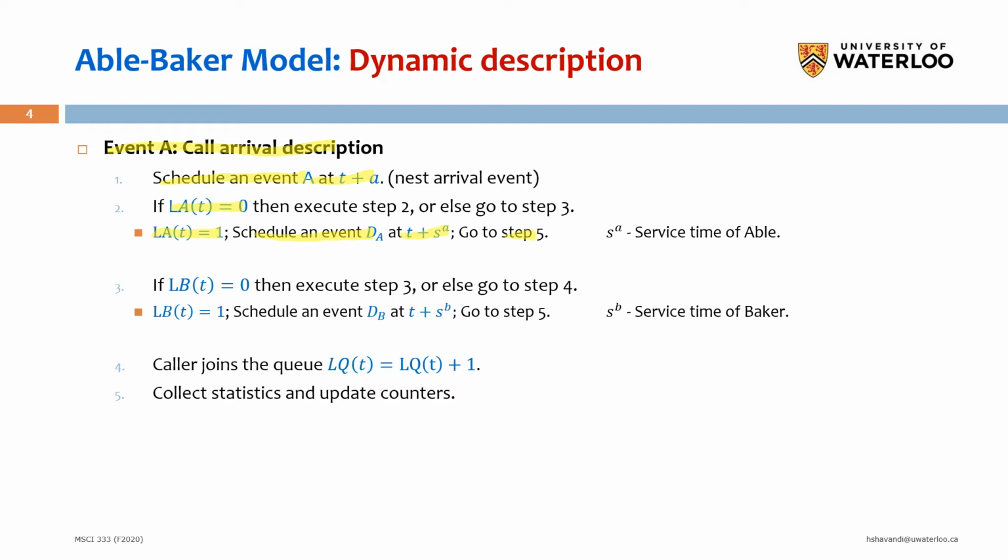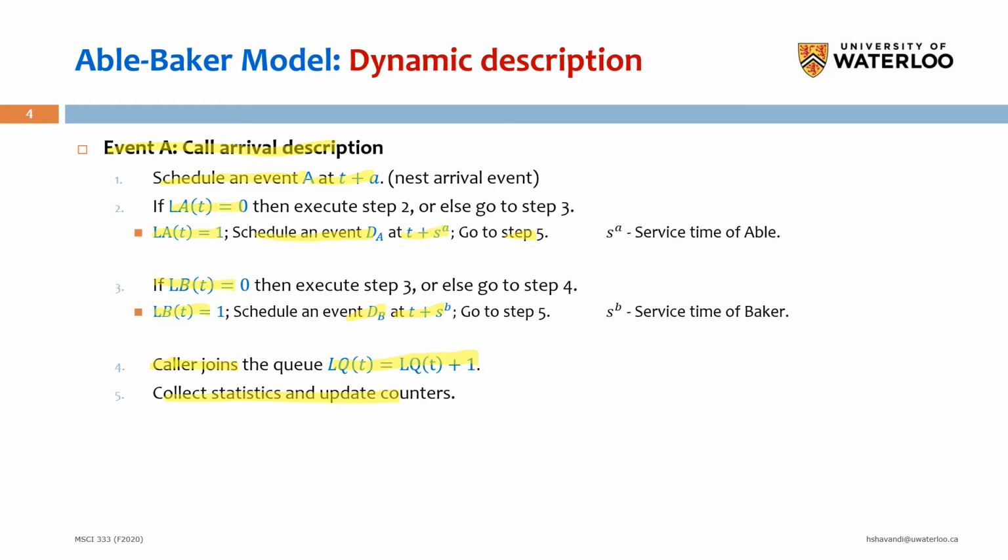And if Able is busy, then we check the status of Baker, and again, if it's free, we change its status to busy, and then we generate a departure event from Baker at time t plus SB. Okay, and if both are busy, then this call should join the queue, so the number of customers waiting in queue will be increased by 1. Okay, and then collect statistics and update counters. So this is the impact of the arrival event on the system.